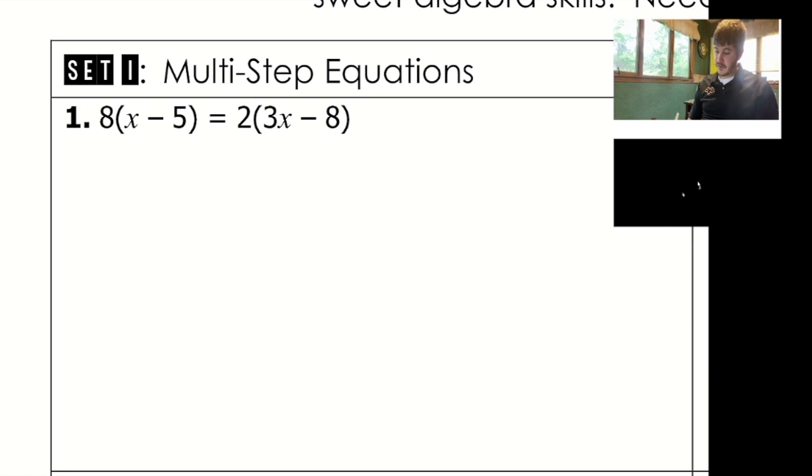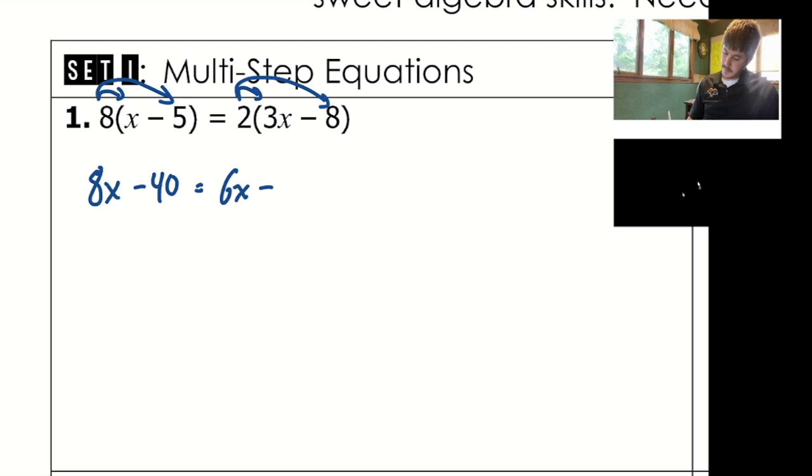So some of our multi-step equations. This one, not too bad. We're going to be doing a lot more distribution. In this case, we're going to distribute this 8 across, and we're going to distribute this 2 across. So we're going to have 8x minus 40 equals 6x minus 16.